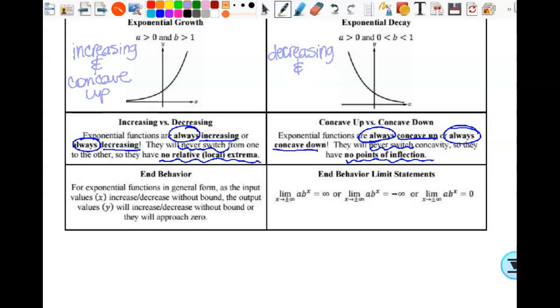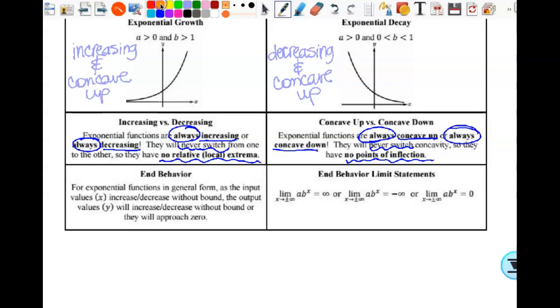And is it concave up or concave down? Concave up, because my rate of change is increasing, right? Very good. Okay. Any questions about any of that?